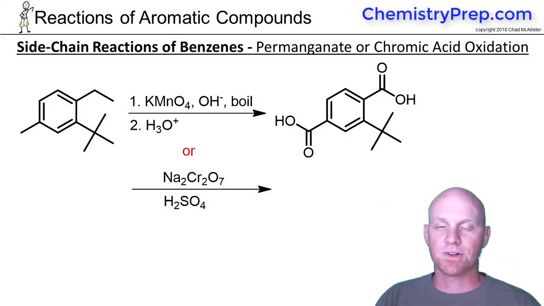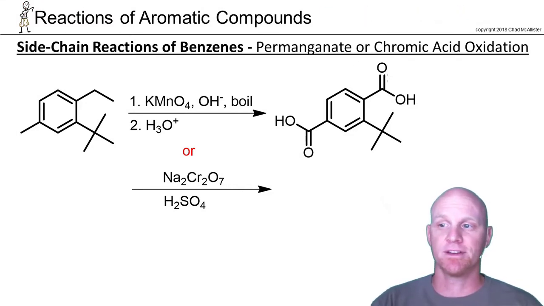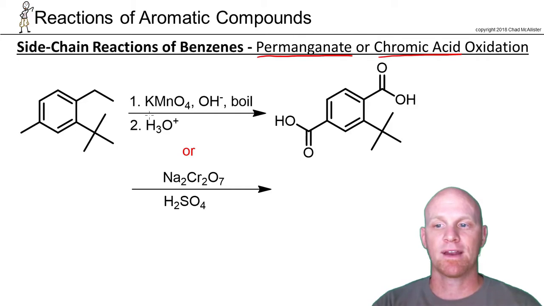So the next several reactions we're going to look at are going to be involving not just benzene itself, but the side chain reactions of benzene, and specifically a couple of these, the benzylic position. And in this case, we're going to look at oxidation first, and you can do this with either permanganate or chromic acid. So with permanganate, you do it in two steps.